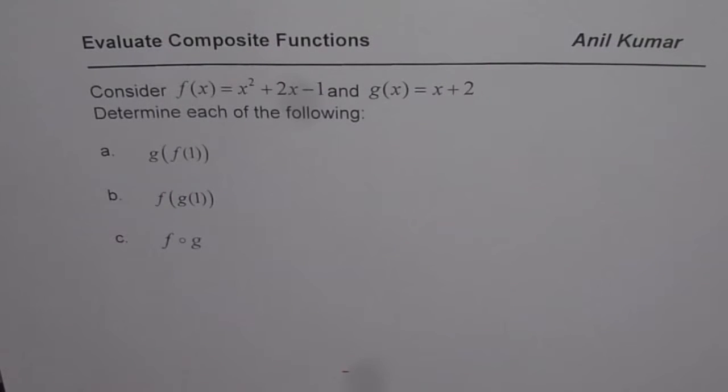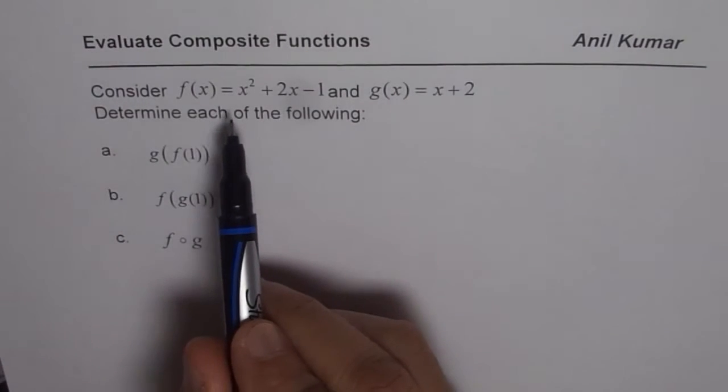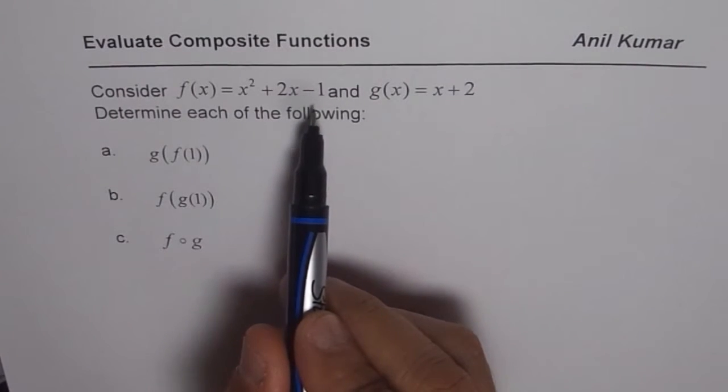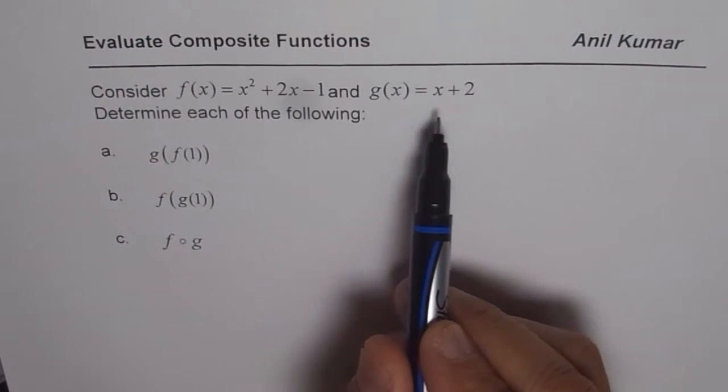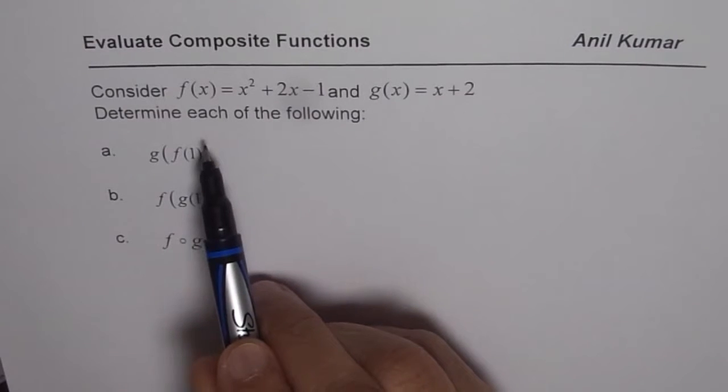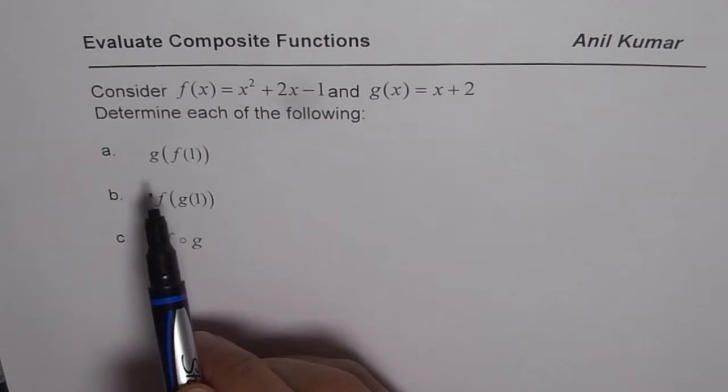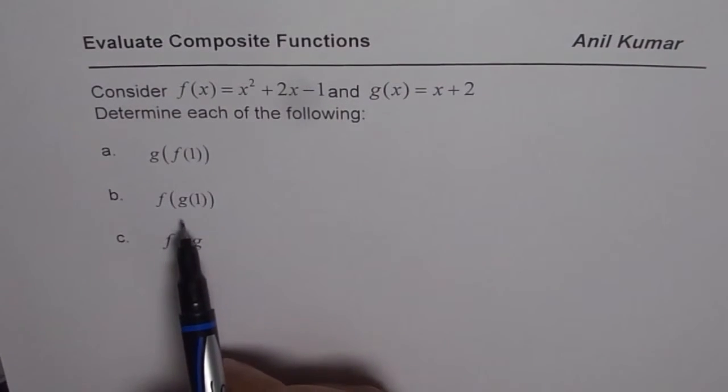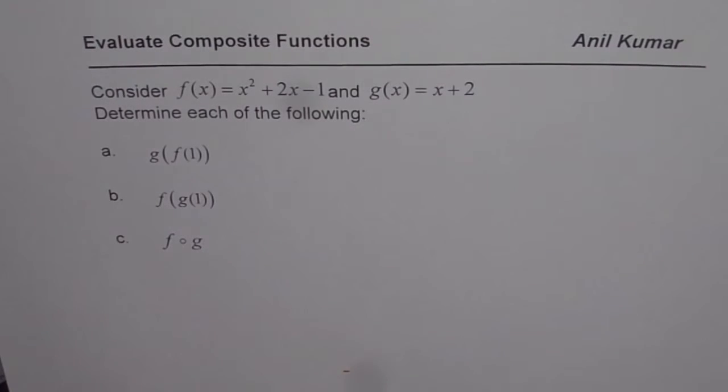I'm Anil Kumar, and in this particular video we will try to understand how to evaluate a composite function. Let us consider f of x equals x squared plus 2x minus 1 and g of x equals x plus 2. Determine each of the following: g of f of 1, f of g of 1, f of g. You can pause the video, answer this question, and then look into my suggestion.